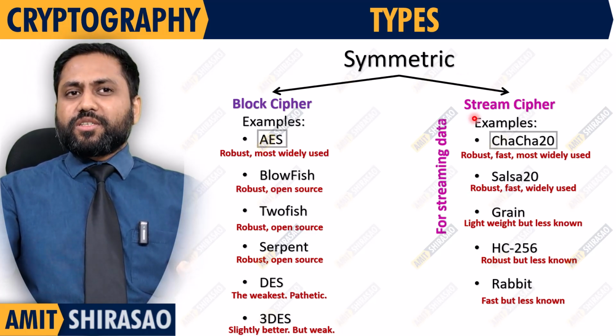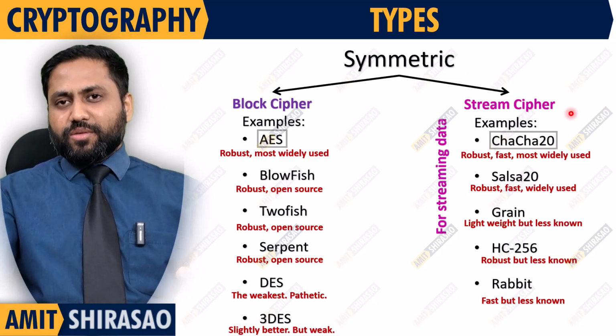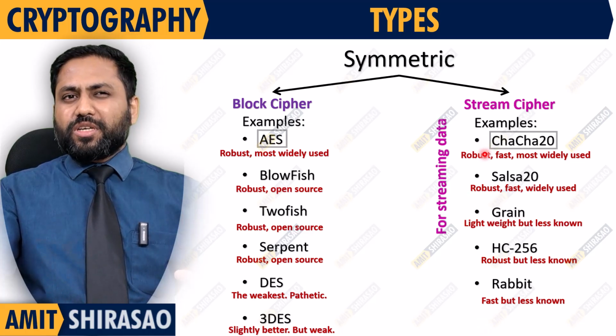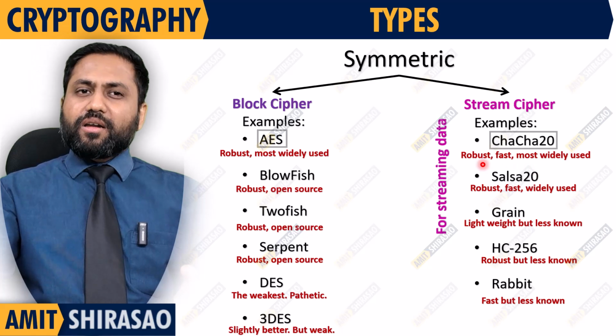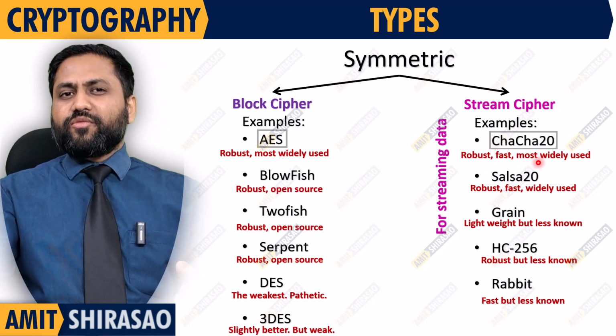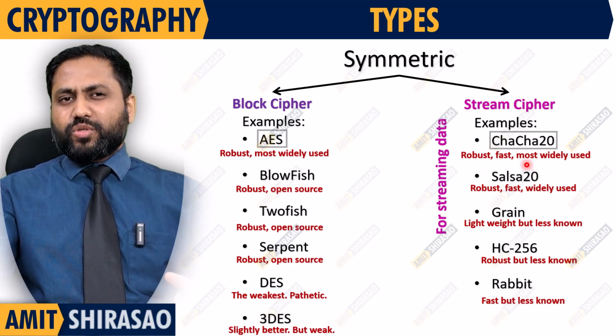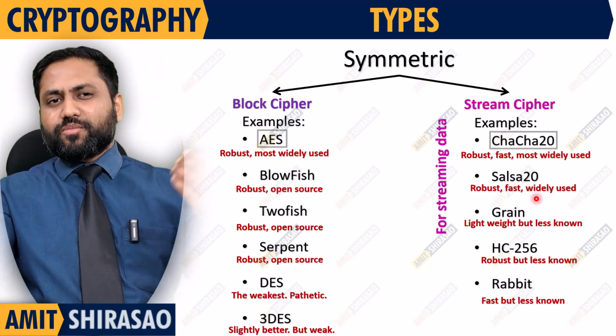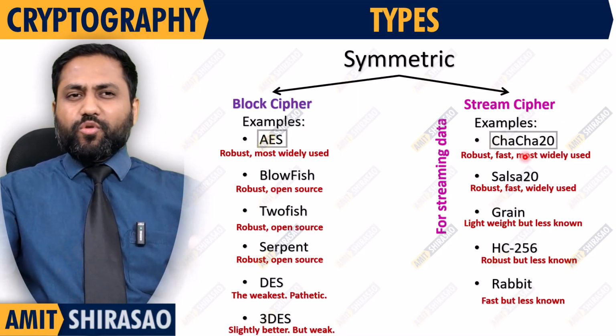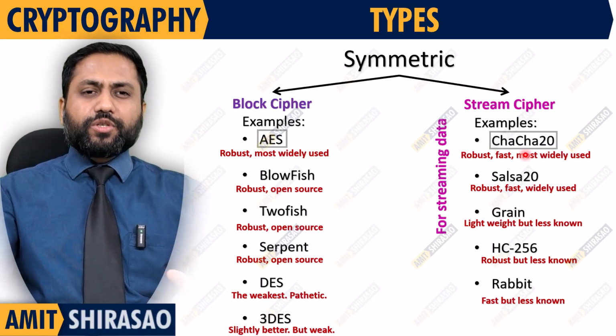Now symmetric stream cipher encryption. These are the examples. Here ChaCha20 and Salsa20 are robust, fast, and the most widely used. Out of them, ChaCha20 is more widely used as compared to Salsa20, but both of them are very, very widely used.